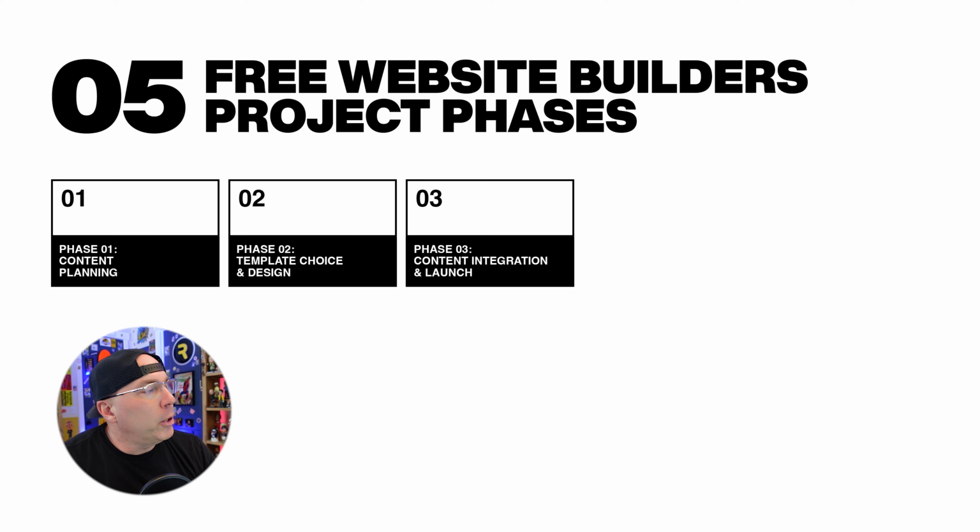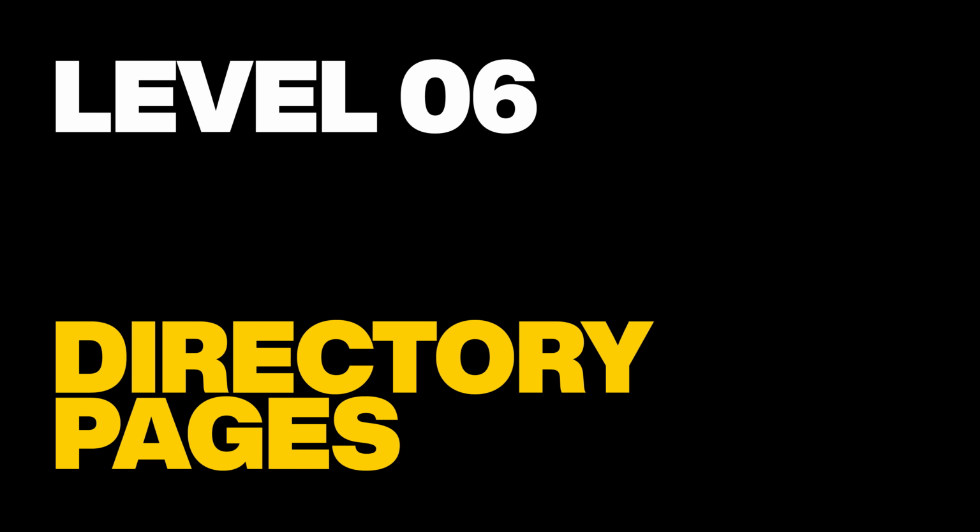Now, free website builders, I'm going to put those in the same 3-step flow as we did for the template builders. We have content planning, template choice and design, and content integration and launch. These 3 phases that you can use to help take your client through this build process of their website. Okay, we're going to go to the very, very last one, level 6.